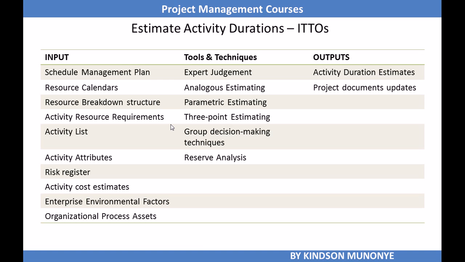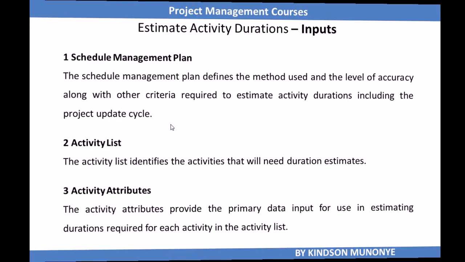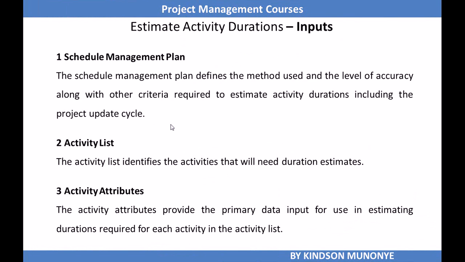And of course, we have about 6 tools and techniques to estimate activity durations. Expert judgment always comes first. Analogous estimating, parametric estimating, 3-point estimating, group decision making techniques, reserve analysis. Then we have outputs of the Estimate Activity Duration process, and there are 2 of them: activity duration estimates and project document updates. Let's zoom in into these items to see how they apply to Estimate Activity Durations and see how it becomes clearer as we move along.